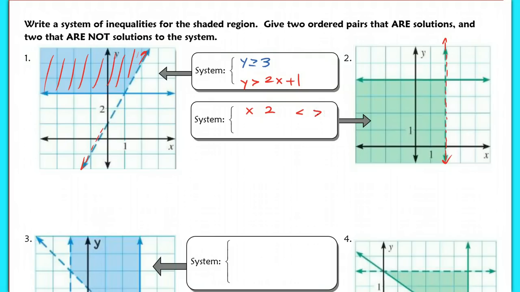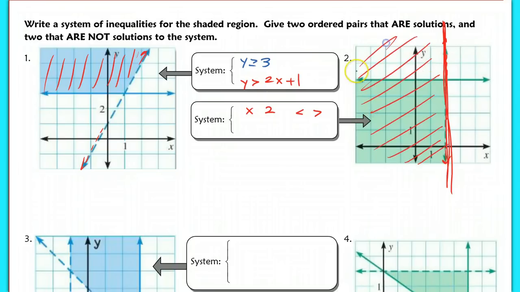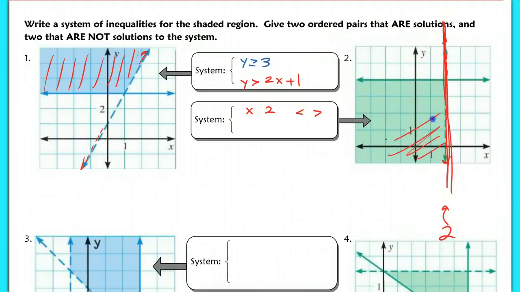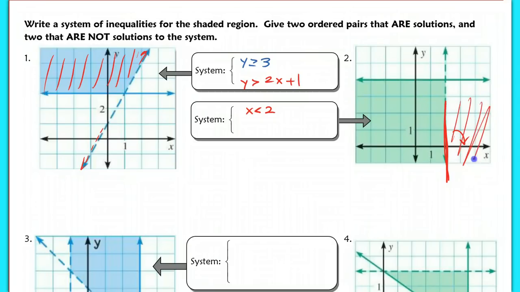Now some students get really confused here because they're not sure which symbol it should be. Think about it this way. This line is going to split values that are less than 2 or greater than 2. If I were to shade on this side, I'm showing all the possible values that are less than this boundary, this 2 value here. So since it's shaded to the left, this is going to be a less than symbol. This shows all values that are less than 2. If I wanted to show values that are greater than 2, I would be on this side of the boundary line, and that would be greater than 2.